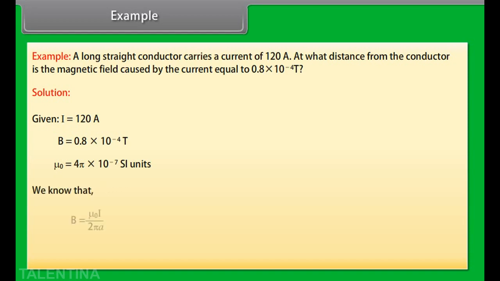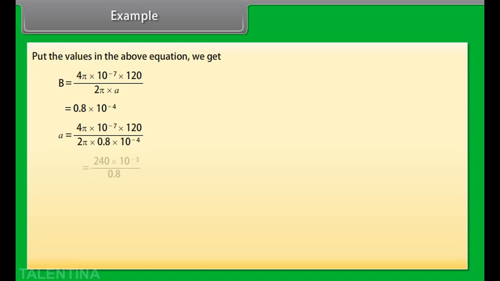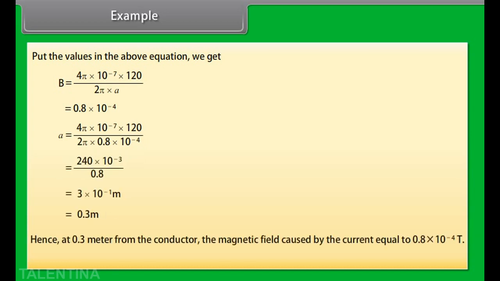We know that B is equal to mu naught I upon 2 pi A. By putting the values in the equation, we get the value of A is equal to 0.3 meters. Hence, at 0.3 meters from the conductor, the magnetic field caused by the current is equal to 0.8 into 10 raised to the power minus 4 Tesla.